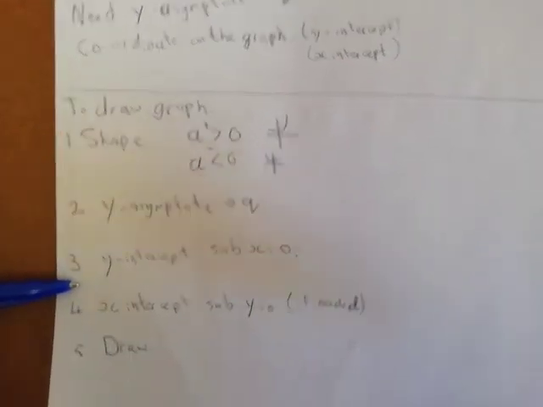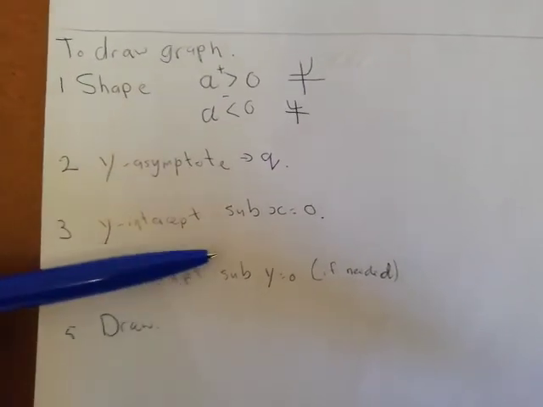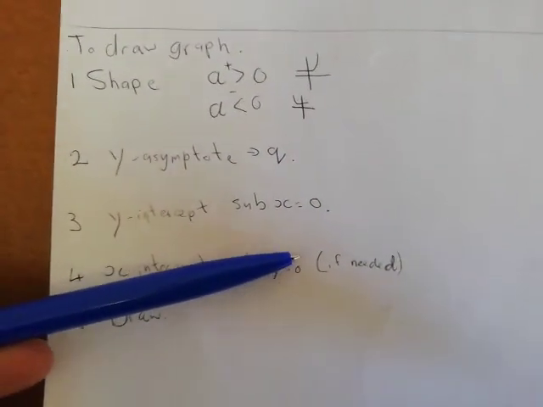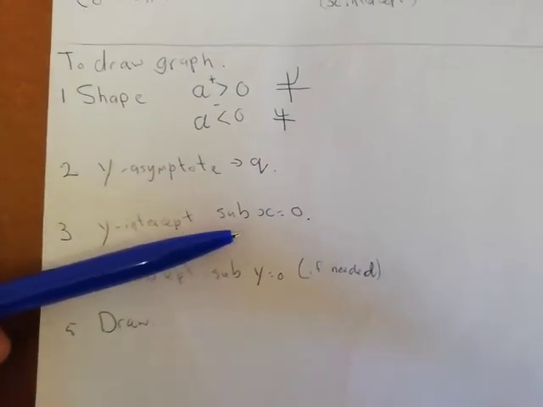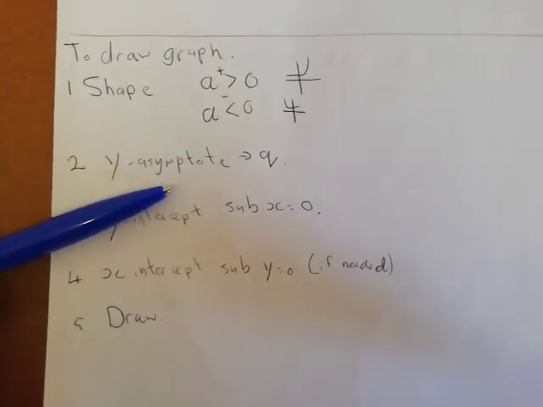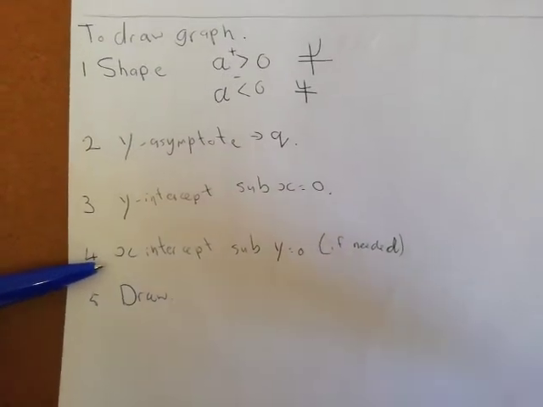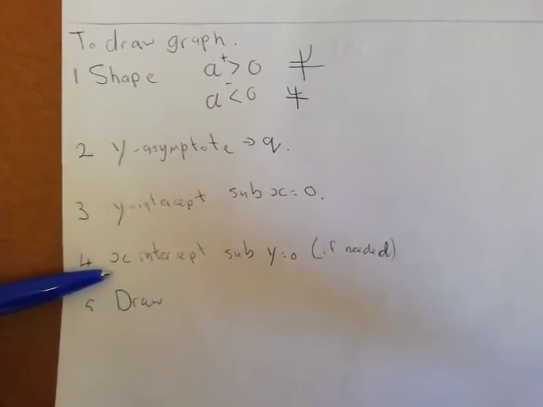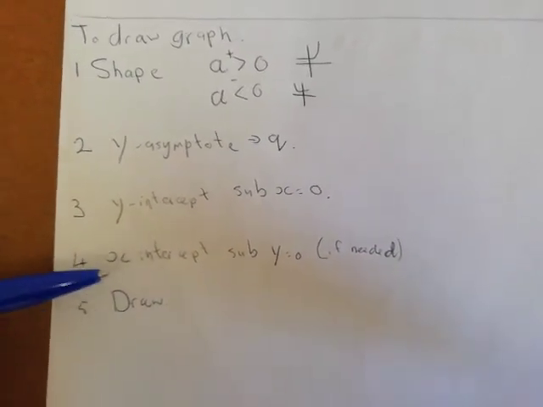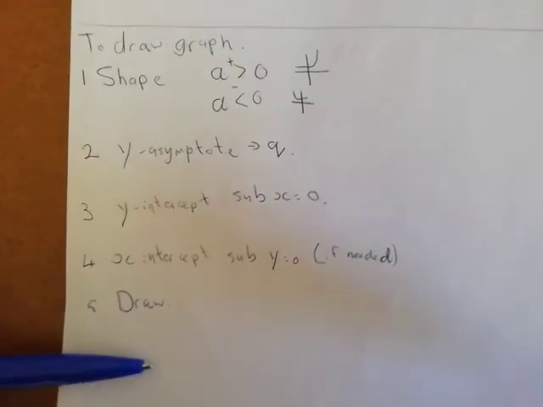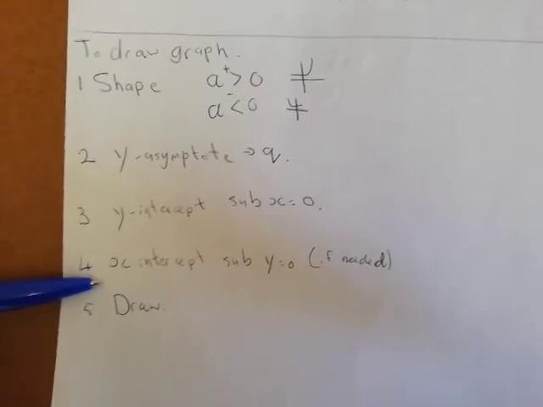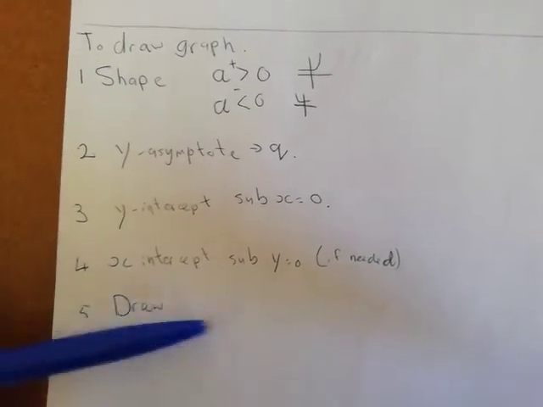Next you have to find your y-intercept, so you substitute x equals 0. Then, if it is necessary, make sure where your asymptote is before you start to struggle and check for an x-intercept. If your y-asymptote is below your x-axis, you have to find your x-intercept. You substitute y equals 0 for that.